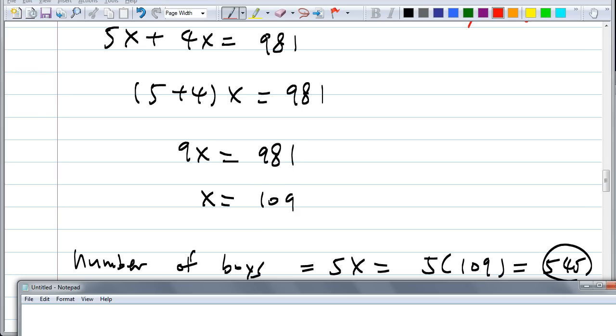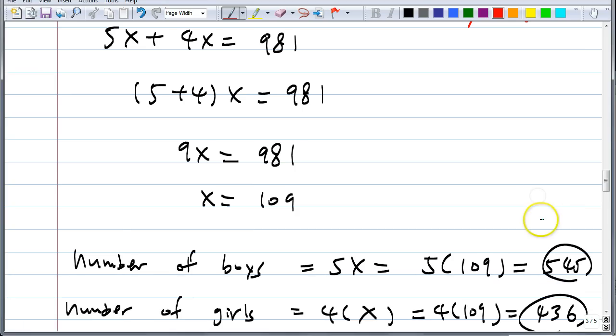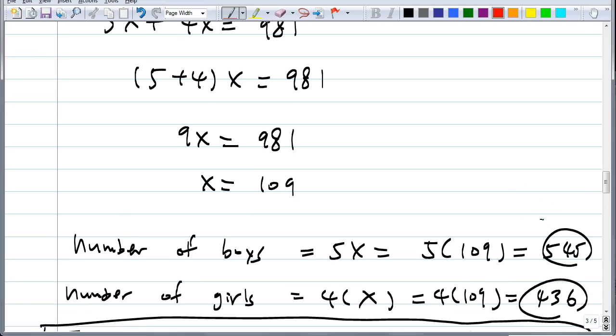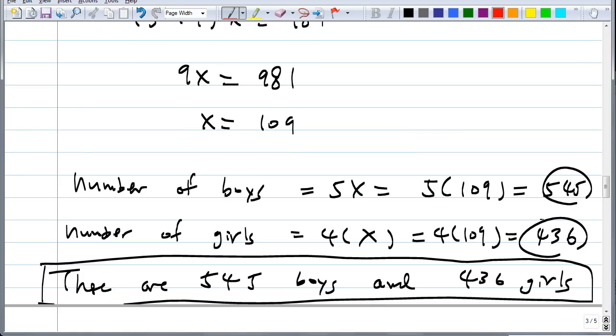All right. Who's got the number of girls then? How about Bella? What'd you get? 436. I think that's correct. Very good. So there you go. Did you write it as a sentence? There are 545 boys and there were 436 girls.